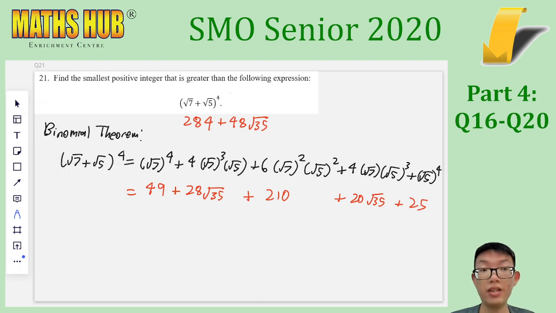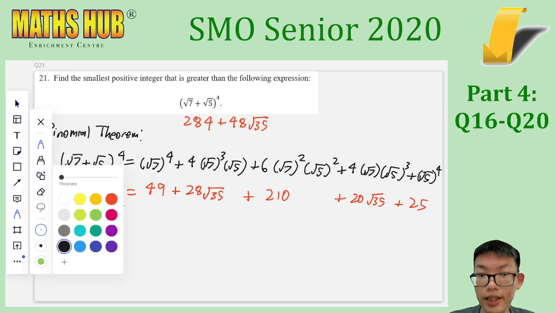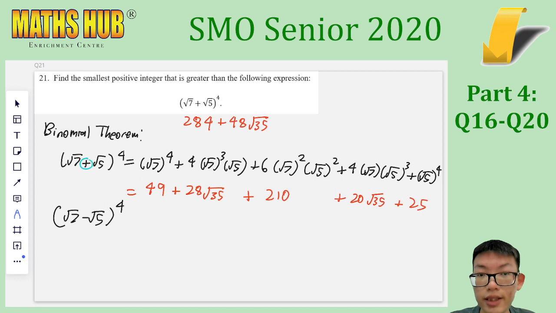Now remember, the conjugate of square root 7 plus square root 5 would be square root of 7 minus the square root of 5. We can't just multiply it to the number because that would change the value entirely. We also can't just add them together because that wouldn't really help. However, what we can do is also raise this to the power of 4. By raising it to the power of 4, the only difference between the first and the second expansion is the plus and the minus.